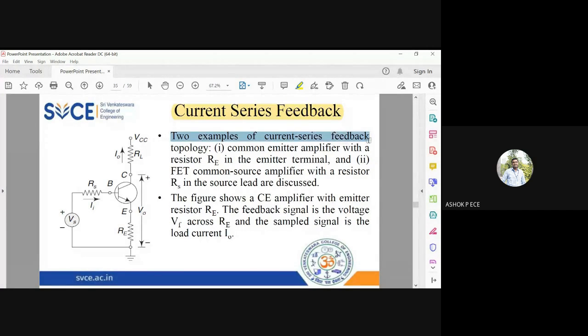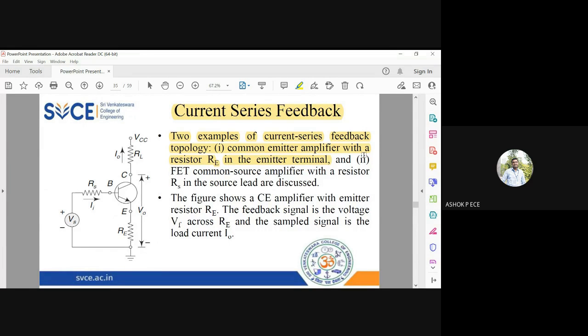One is a common emitter amplifier with an emitter resistance RE. When they say specifically common emitter amplifier with emitter resistance RE, you will not have a bypass capacitor. The bypass capacitor is usually put to eliminate the effect of this RE. So if you remove the bypass capacitor, it becomes an example for current series feedback. Okay, so that is how I think you would have done it in your lab also.